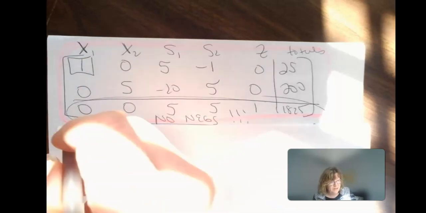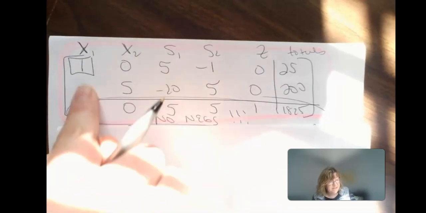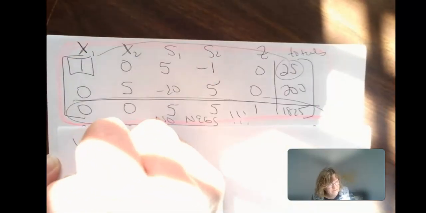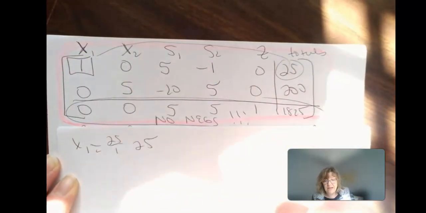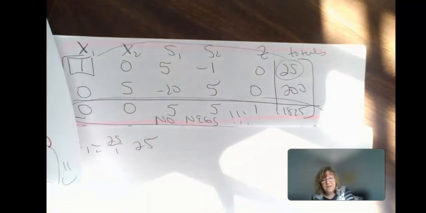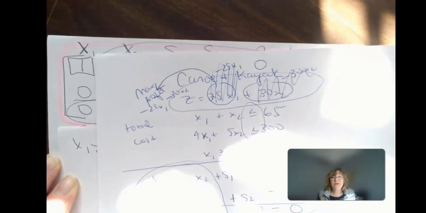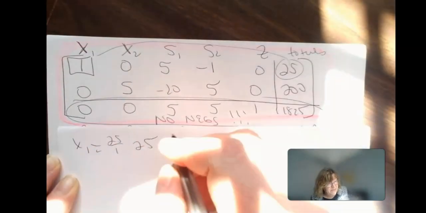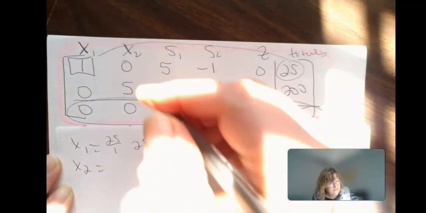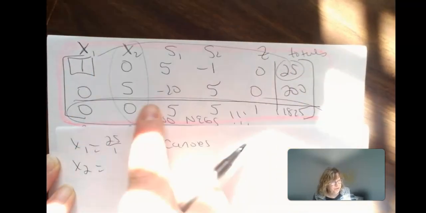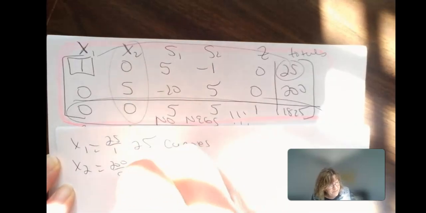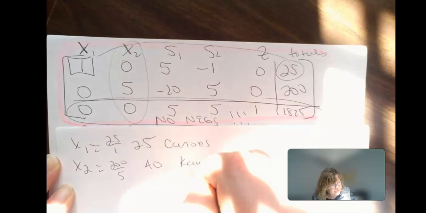Okay, so X1 is basic. It's easy with one number. So I'm going to take 25, the total, divided by 1. So that's just 25. And I believe if we go back to our Z way back in the beginning, that was our canoes. So I know that is how many canoes we should get. All right, X2 is, ooh, that's basic too, 200 divided by 5. So that would be what, 40 kayaks.